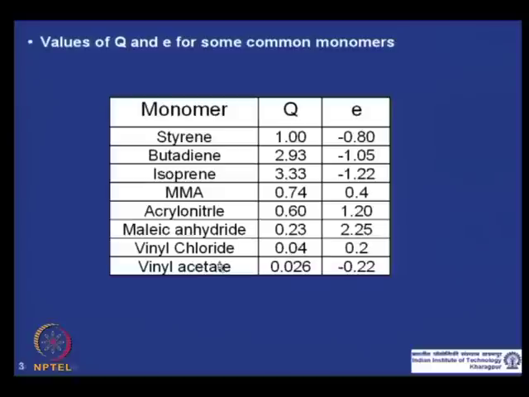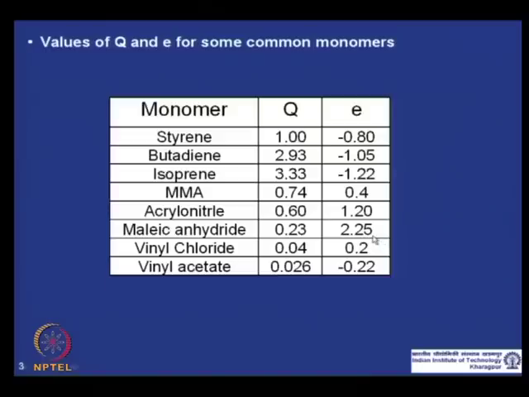And compare this with vinyl chloride and vinyl acetate, which, as we have known from our earlier discussions done several times, have very low reactivity because they cannot stabilize the propagating radical, so their Q values are low. They are basically very weakly donating or electron withdrawing groups, so the values are very low, either positive or negative depending upon the net electron withdrawing or electron donating effect.